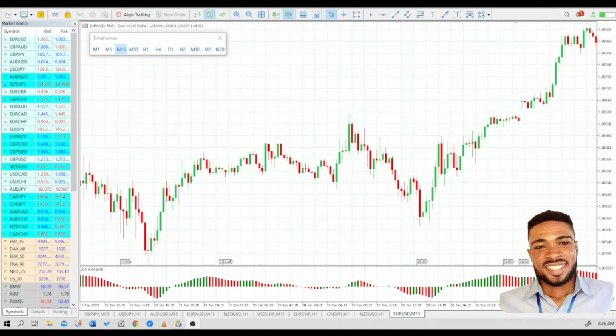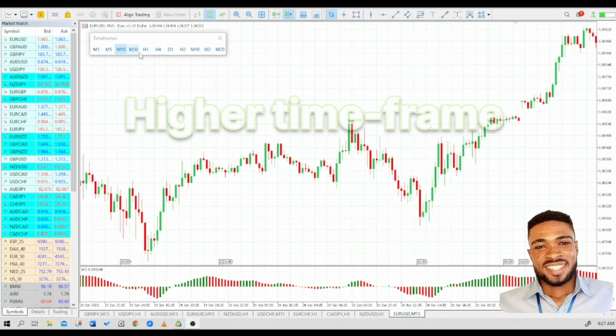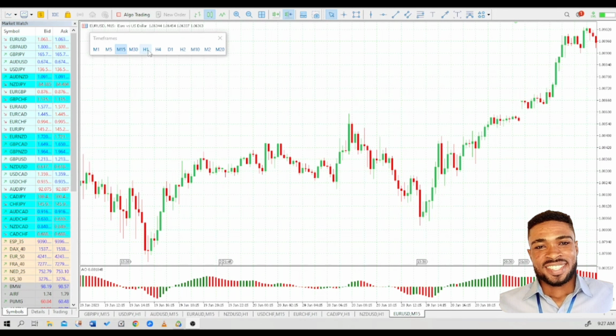So to trade currency strength, you must first go to one higher time frame, higher than the time frame you are trading. For instance, right now I'm trading the M15 time frame. Can you see? This is M15. And my higher time frame will be what? Either M30 or H1. But M30 is just like M15, so I'll prefer H1, okay? So if I'm trading M15, I must go to H1.